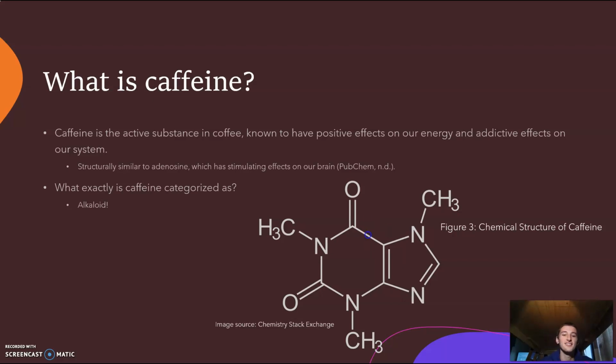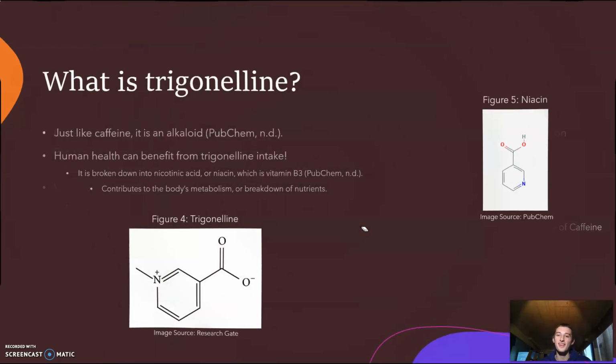So next is trigonelline. Here we go, remember this. Trigonelline is an alkaloid, just like caffeine, and you'll see the nitrogens in it right here in figure 4. And trigonelline has beneficial effects on the human body.